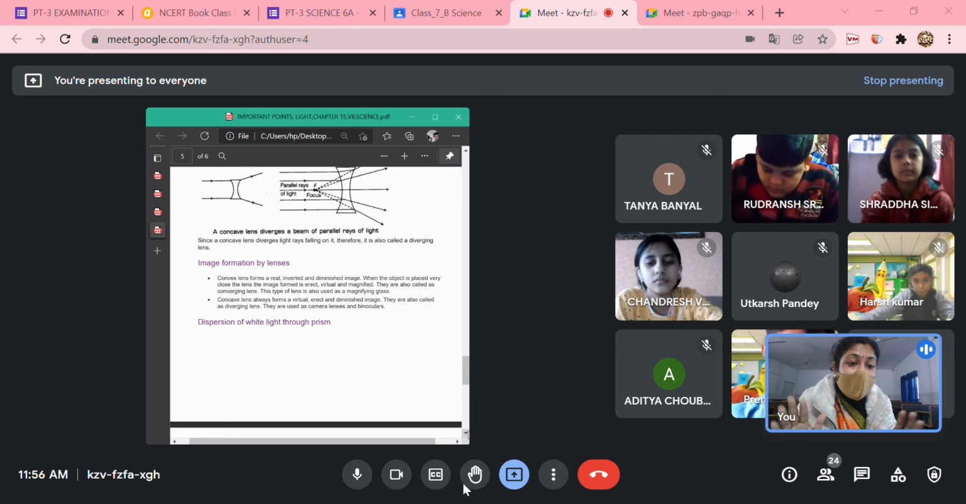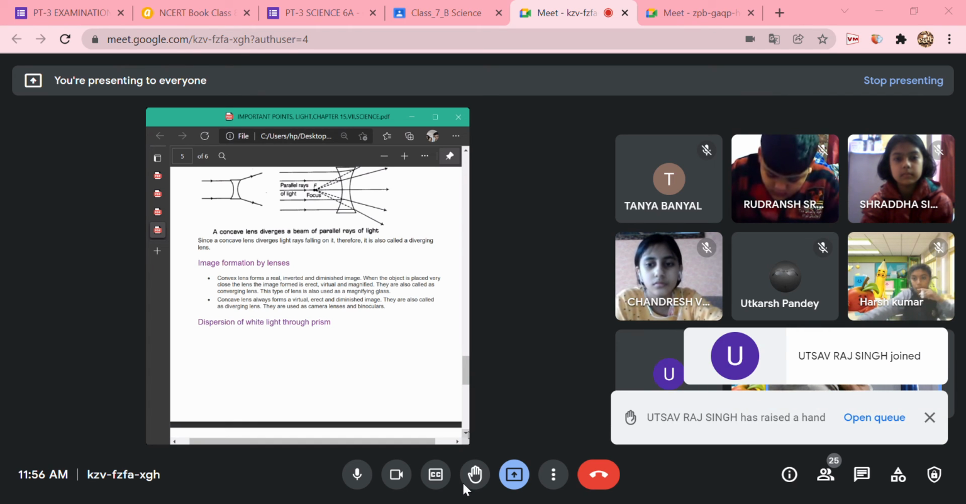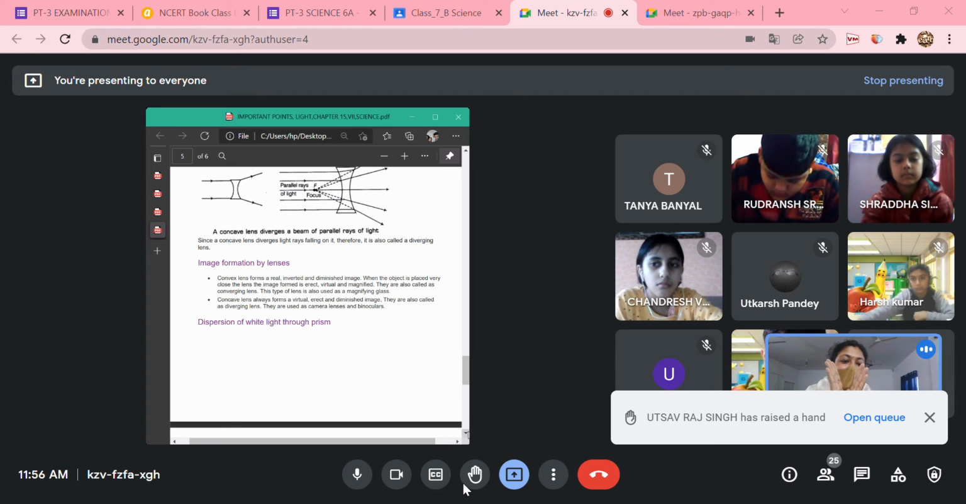So just the opposite: in lens and mirror it is the opposite. Concave mirror and convex lens will give both real image and virtual image. And convex mirror and concave lens will always give a diminished, virtual, erect image. Clear to all of you?